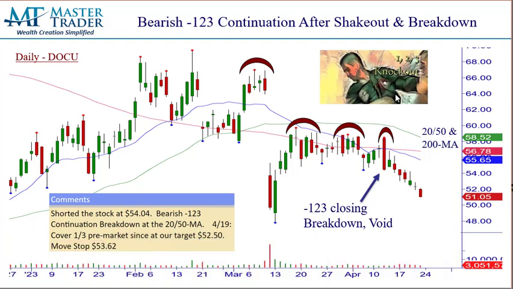And that's why I call this pattern a 1, 2, 3 knockout. And it's also what we call a bearish 1, 2, 3 continuation. The gap up created an upside shakeout at major resistance, closing breakdown. Now I have my inside bar. This was an overwhelmingly high probability short setup.